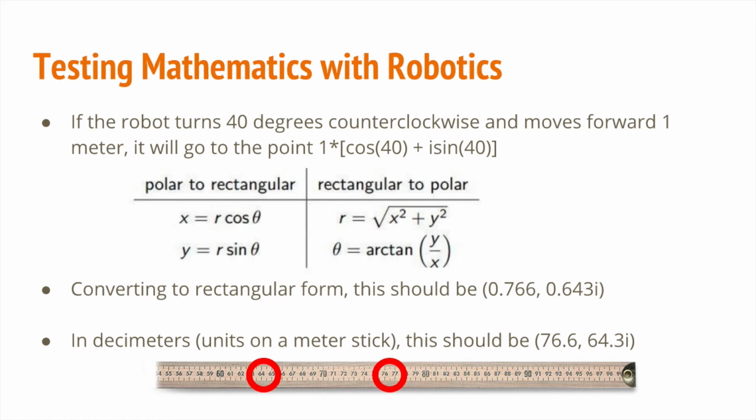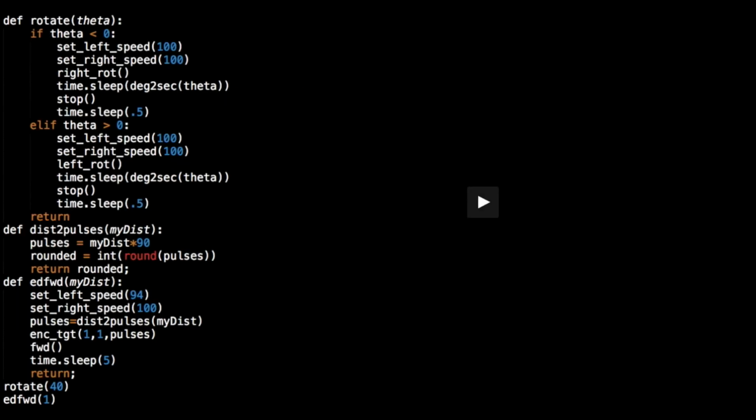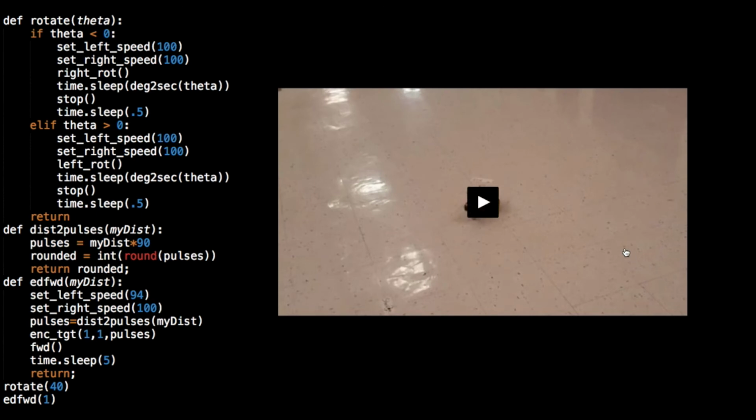Since the meter stick has the number of decimeters, we are really looking for the coordinate 76.6 and 64.3 i. Here you can see Ricky helping us with our math.